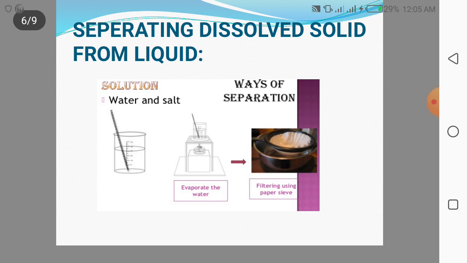Next we are going to separate dissolved solids from a liquid. For example, we have a solution of water and salt. This can be separated by the heating method. The water evaporates, and what is left is salt crystals. This is the method of obtaining salt from seawater or from a copper sulfate solution. Note that with this method the solvent is lost to the surrounding air.